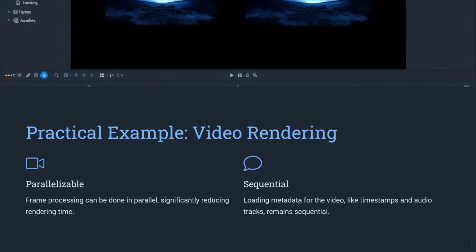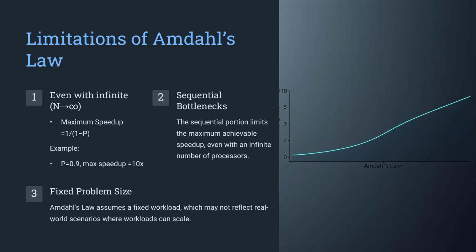Frame processing can be done in parallel, significantly reducing the rendering time. Sequential parts, like loading metadata for the video such as times and audio tracks, remain sequential. So if you go to the limitations of Amdahl's law, even with infinite processors, the maximum speedup is 1 divided by (1 minus p). For example, if p is equal to 0.9, 90%, then the maximum speedup will be 10x. Then sequential bottlenecks.